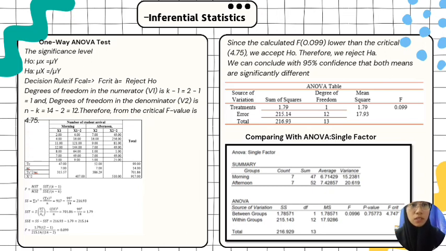From this we calculate the sum of squares, the SST and SSE, and F. Since the calculated F is lower than the critical, we accept H0. So from here we can conclude with 95% confidence that both means are not significantly different. From manual calculation, I compared with ANOVA single factor using Excel, and the summary and ANOVA are the same.